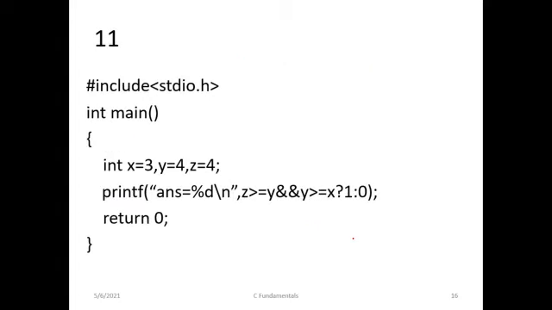Next one, x is 3, y is 4 and z is 4. Now ANS is %d. Okay, so this is in the list of parameters. Whether a control operator is allowed inside a printf statement, so that is the first question. Soon after seeing this statement, we can have this doubt whether a control operator is allowed inside a printf statement. For that, yes, it is allowed, not a problem.